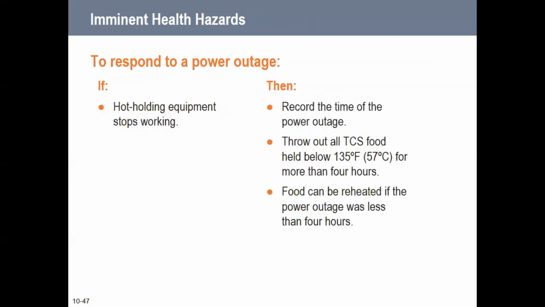If our hot holding equipment stops working, again, record the time that the power went out, and throw out any TCS foods that are below 135 for more than 4 hours. Food can be reheated if the power outage was less than 4 hours. So as long as it's less than 4 hours, we can reheat the food. If it's over 4 hours, we got to pitch it.